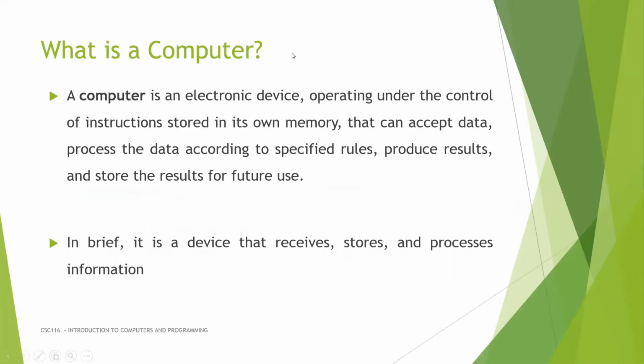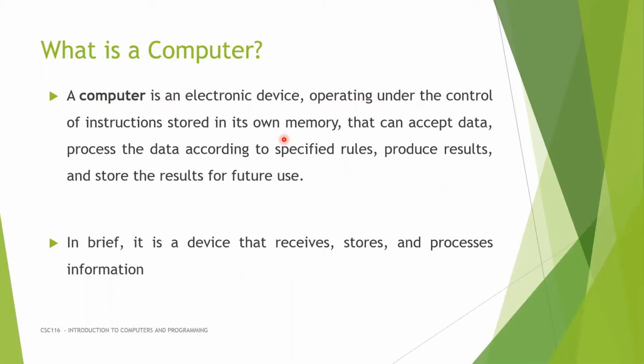Okay, so actually I want to introduce you to the definition of the computer. The definition of the computer is an electronic device. This is the very famous keyword. Remember, a computer is an electronic device that operates under the control of instructions stored in its own memory, that can accept data, process the data according to the specified rules, produce results, and store the results for future use. So I want to ask you where you can see all the keywords in here. All the keywords in here come from the Von Neumann architecture, the Von Neumann concept. I told you in topic 1 part 1.